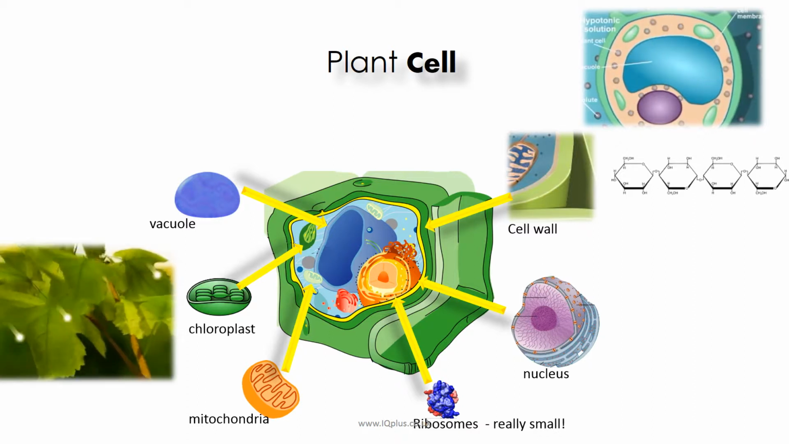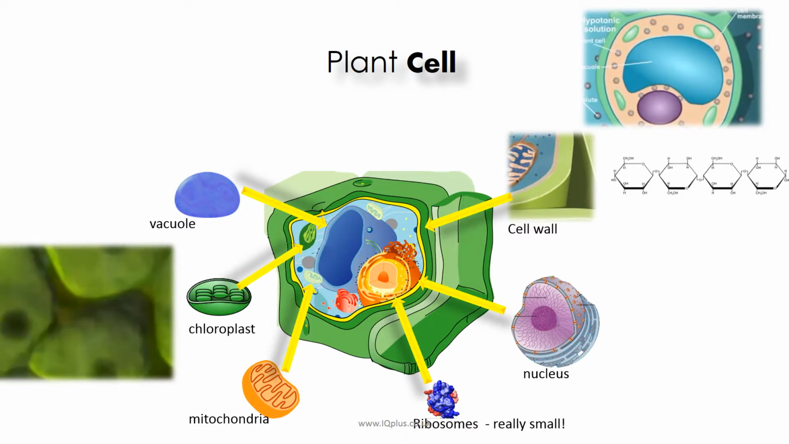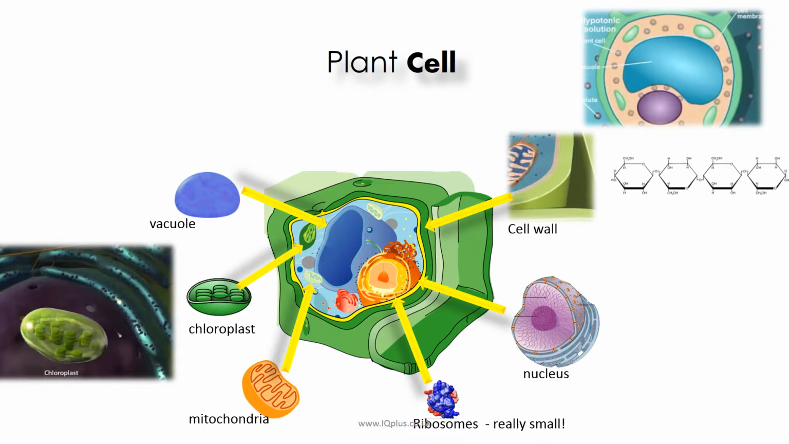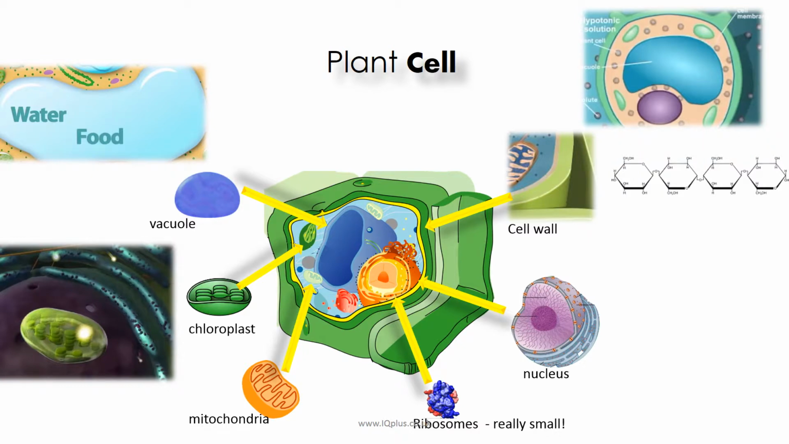The chloroplasts are vital. They contain a pigment called chlorophyll. They are the photosynthetic center in the plant. They help the plant make their own food. And finally, they contain a permanent vacuole, which is essentially an aqueous solution containing reserves of salt and sugar.